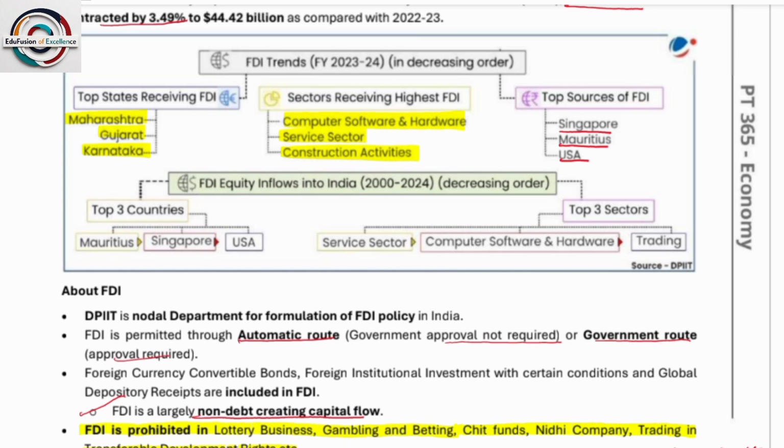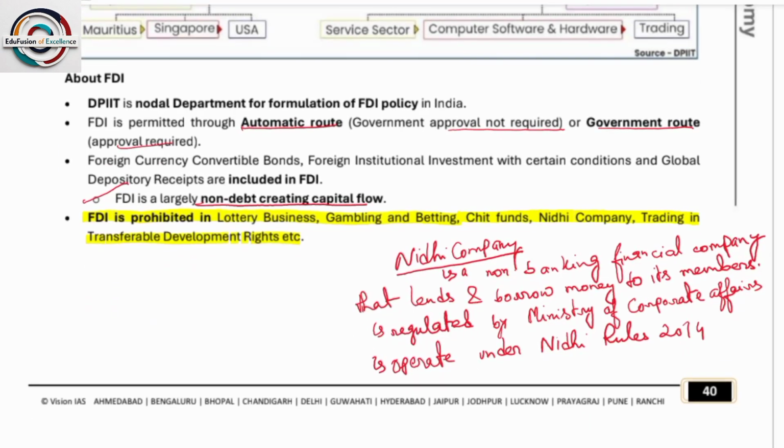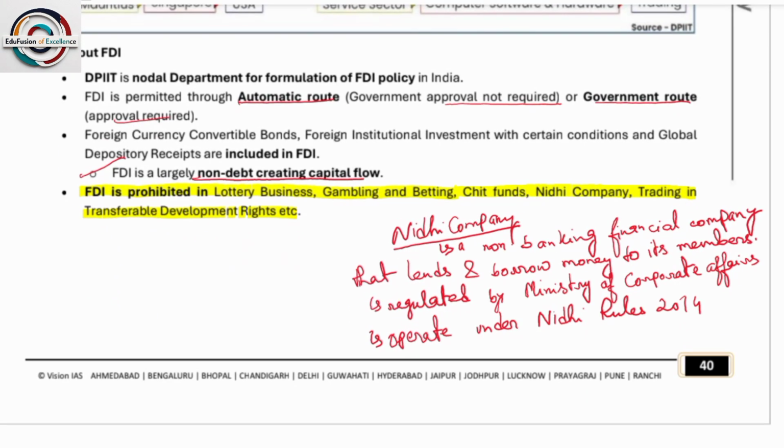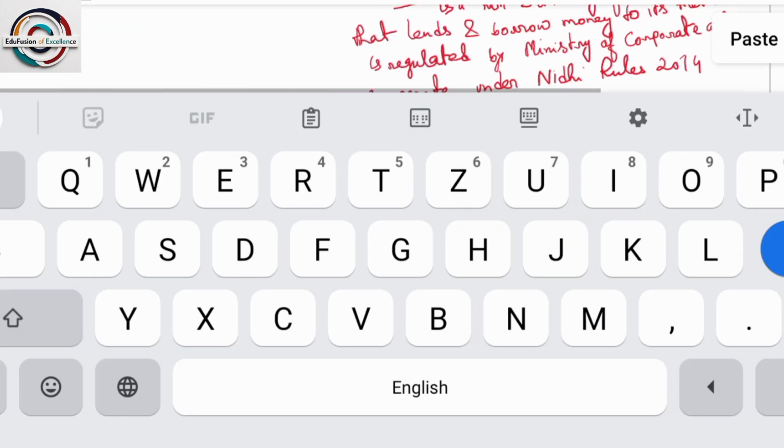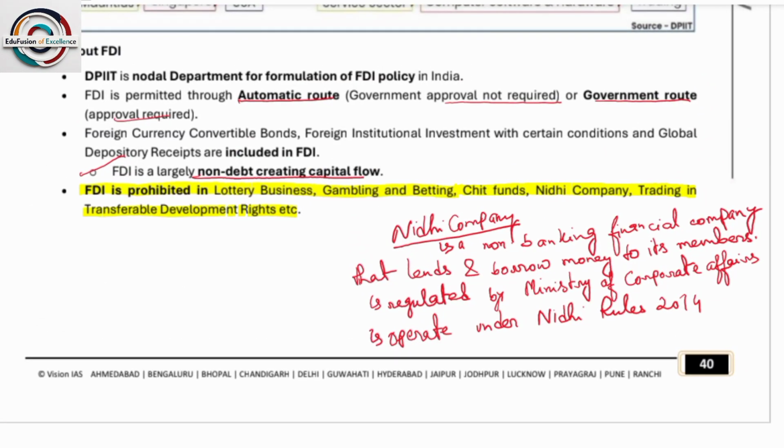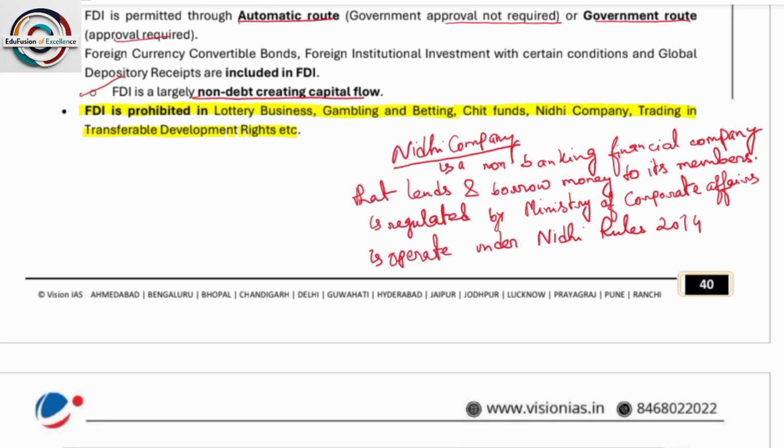Singapore, Mauritius and USA, these are top sources of FDI. Next, about FDI. DPIIT is the nodal department for formulation of FDI policy. FDI is permitted through the automatic route or government route. FDI is largely a non-debt creating capital flow. FDI is prohibited in lottery business, gambling, betting, chit fund, Nidhi company, and trading in transferable development rights.